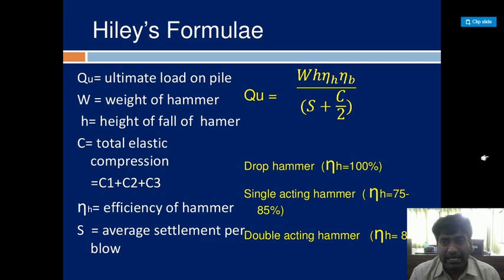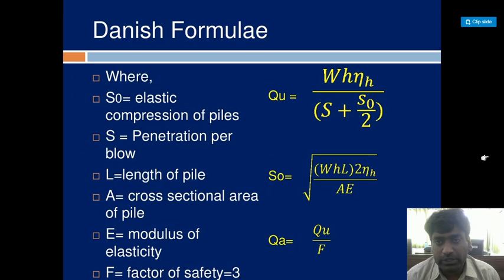Danish formula, where Q is equal to WH into eta H upon S plus S naught by 2. S naught is equal to under root of 2 WHL eta H upon AE. QA is equal to QU upon F. F is equal to factor of safety, which is taken as 3. E is equal to modulus of elasticity. Capital A is equal to cross sectional area of a pile. Capital L is equal to length of pile, and S is equal to penetration per blow. S naught is equal to compression of the pile.